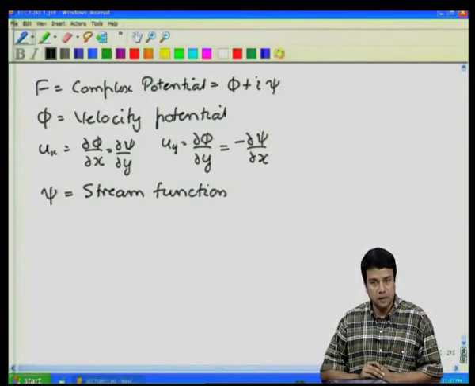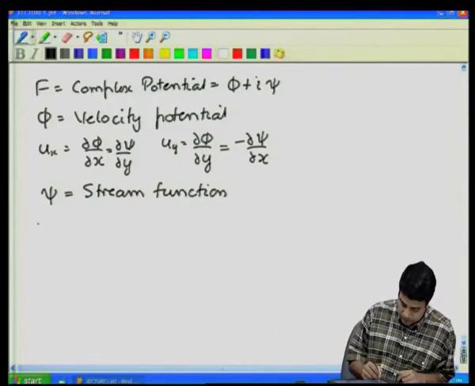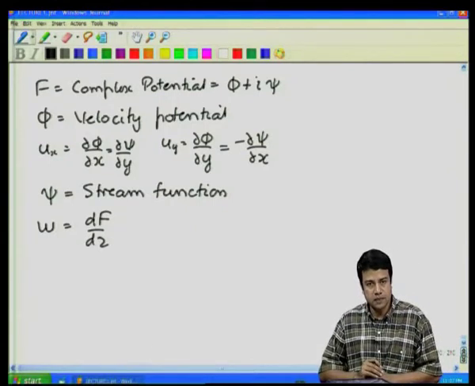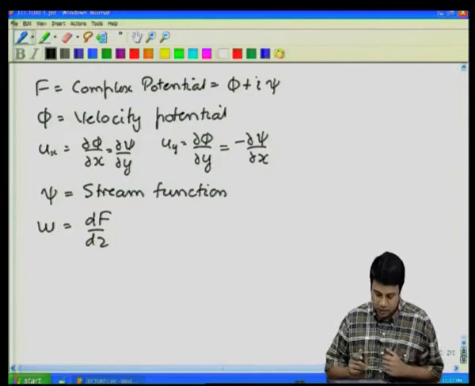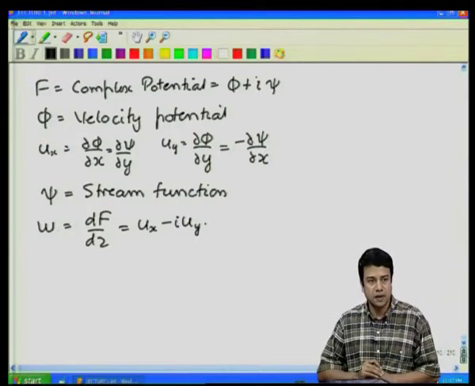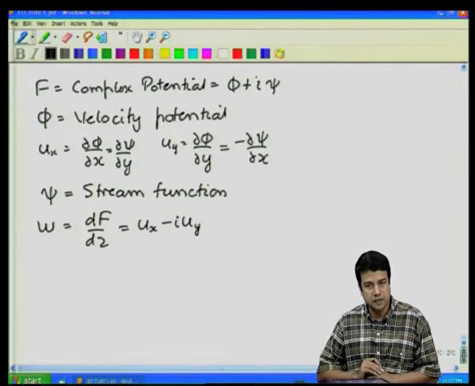I can define the complex velocity w is equal to df by dz. Okay. And we saw that in the last class, when this is expressed in terms of the two components of the velocities ux and uy, this can be written as ux minus I uy. And one can also express this in terms of the velocities in a r theta coordinate system, in a polar coordinate system.